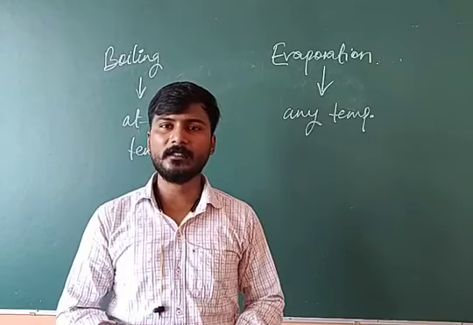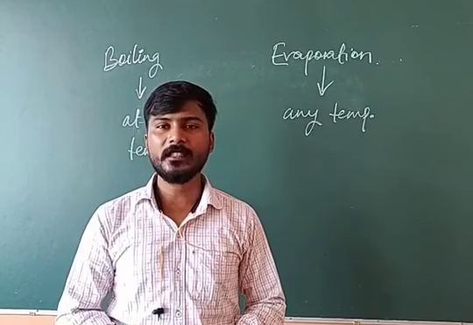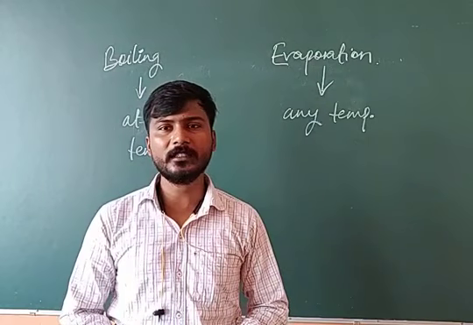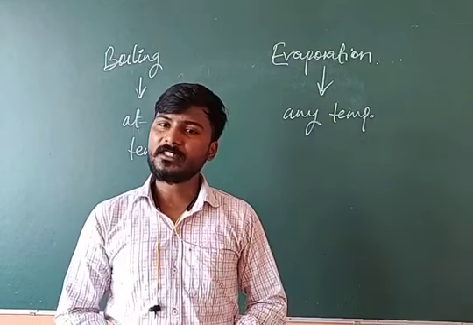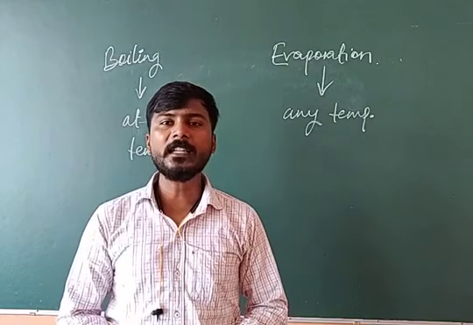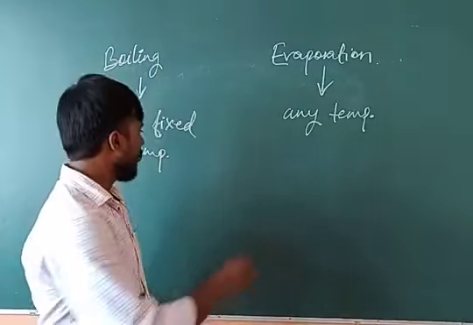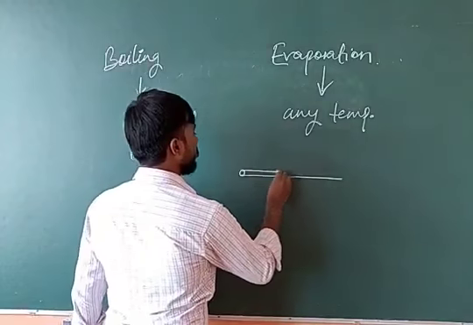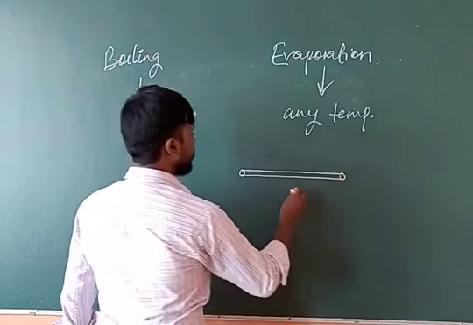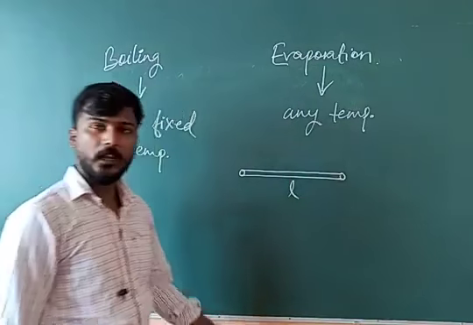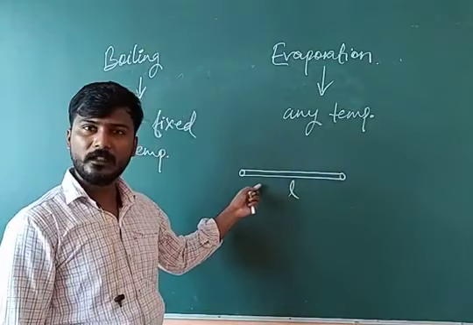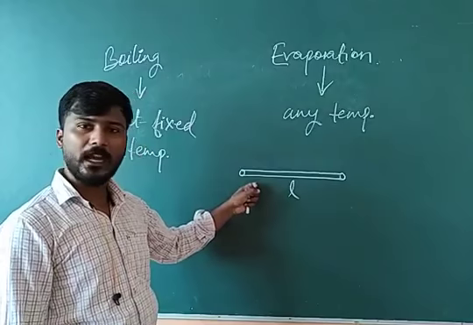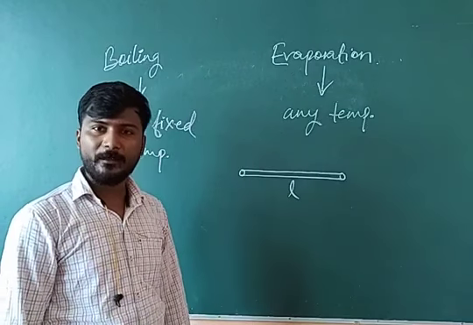Thermal expansions are of three types. One is linear thermal expansion, another is superficial thermal expansion, and the third one is volumetric thermal expansion. Linear thermal expansion. Linear means having only one dimension. This one is a rod. It has only length, no breadth or height. This structure has only one dimension.